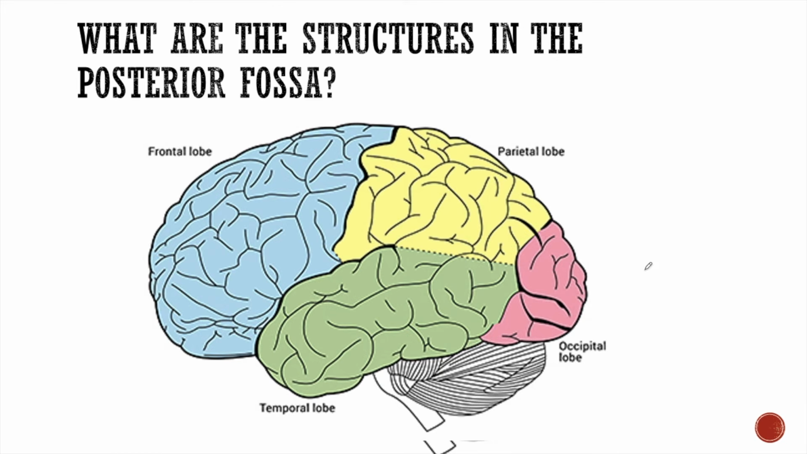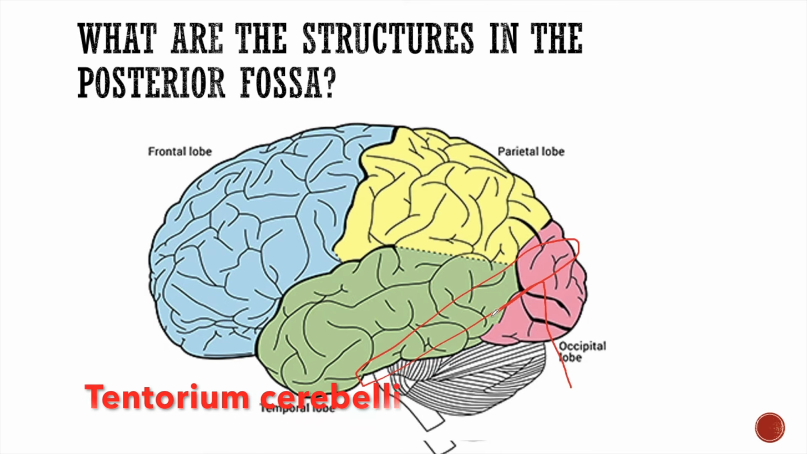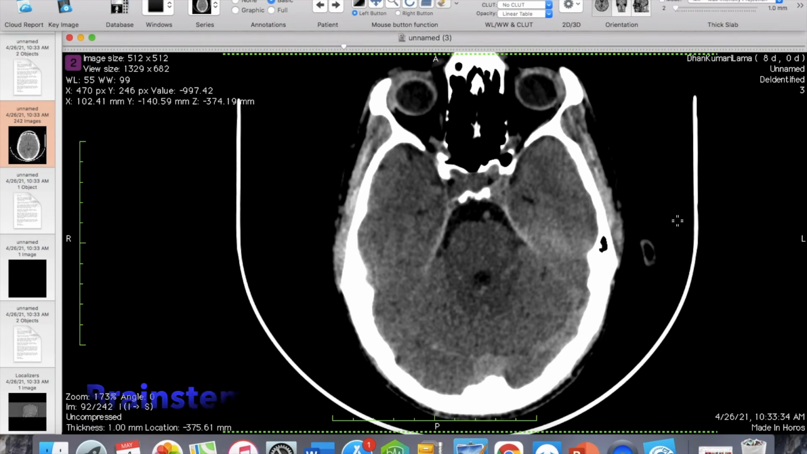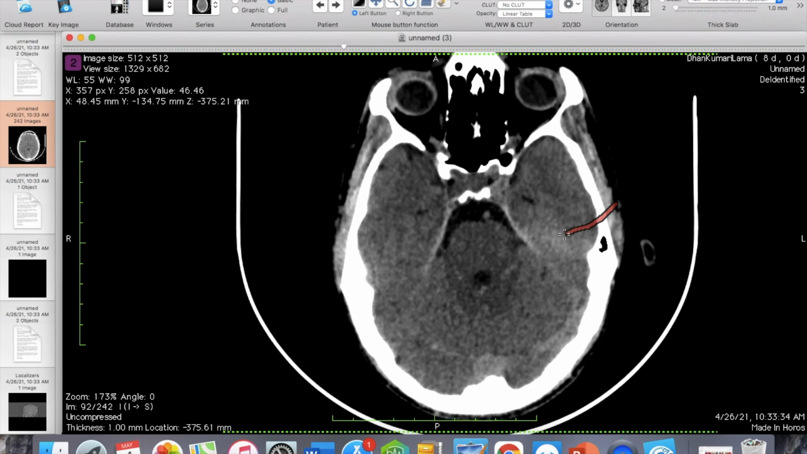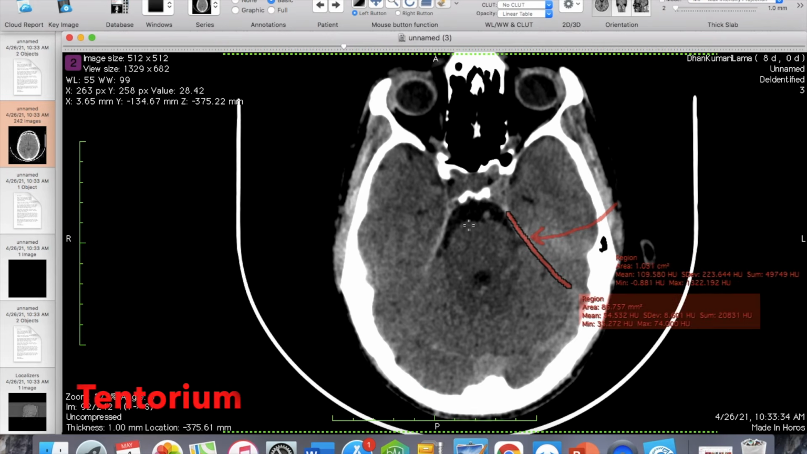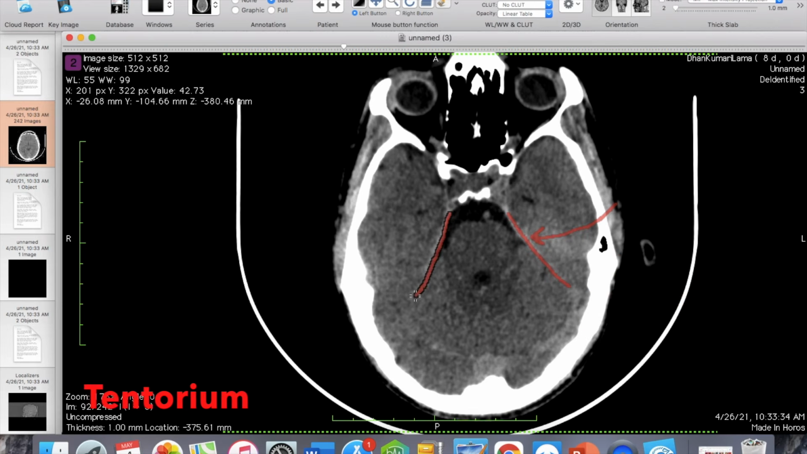What are the structures in the posterior fossa? The structures in the posterior fossa are separated from the rest of the brain by the tentorium cerebelli. The posterior fossa structures consist of cerebellum and the brain stem. As we can see in this image, this part, which is an extension of the dura mater, is the tentorium. This is the left sided tentorium and this is the right sided tentorium.